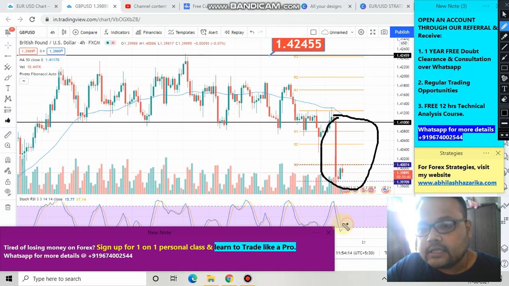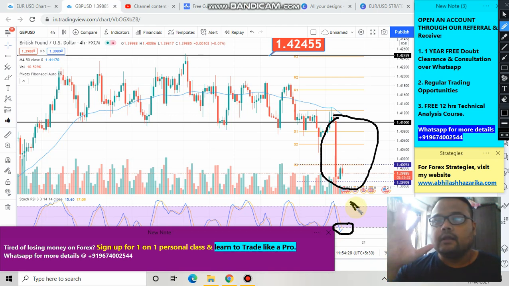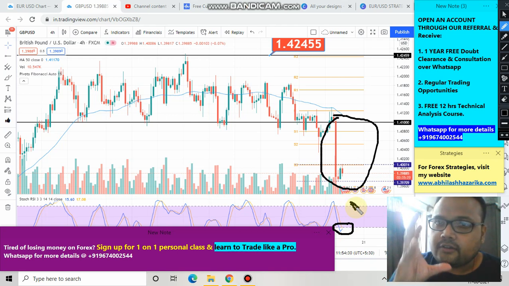Here you can see that the stochastic RSI is in the oversold zone. So the first trading opportunity is to wait for the stochastic RSI to reach the overbought zone. When the stochastic RSI is in the overbought zone and going down, just observe the price, try to read the market emotion, try to read the chart.